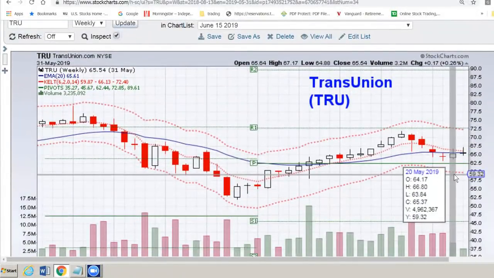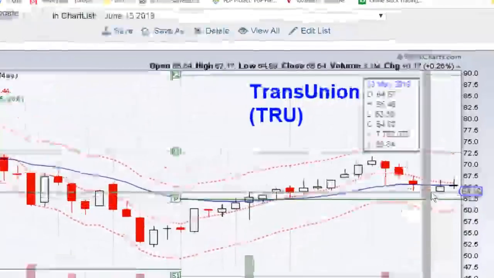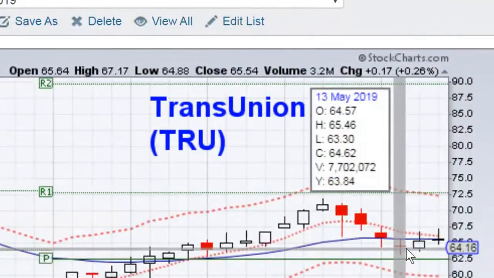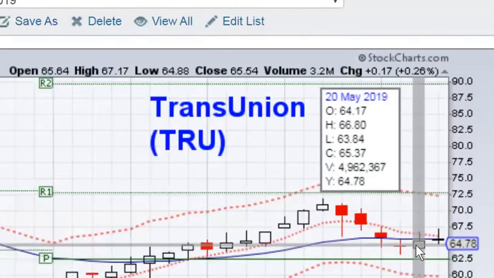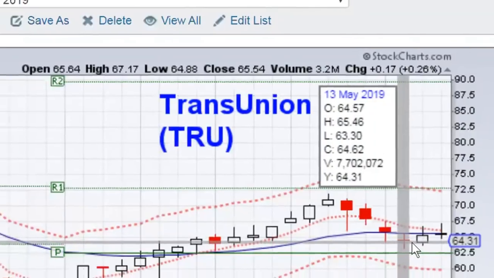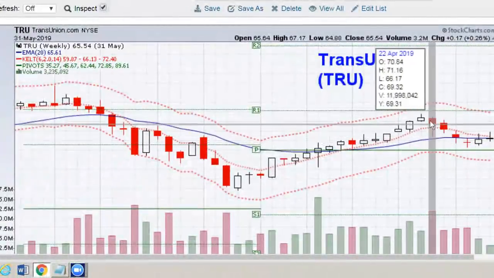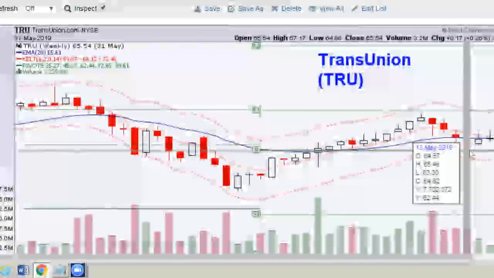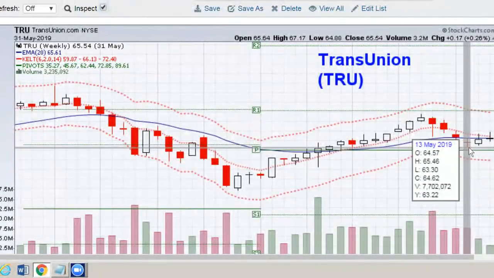We might spend a class one time on dojis. In a doji like this, the week ending May 13th, it opened at 64.57 and closed at 64.62. The open and close are very close together, and that's a sign of indecision. Sort of the buyers and sellers are in a tug of war. So then you look for a close above that doji high, in other words, 65.46, for a positive signal. Now, those signals are the most valid when you've had a market that's declined for a while for a buy signal, or one that has risen for a while for a sell signal.